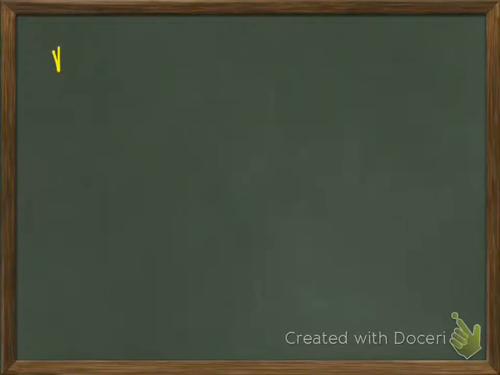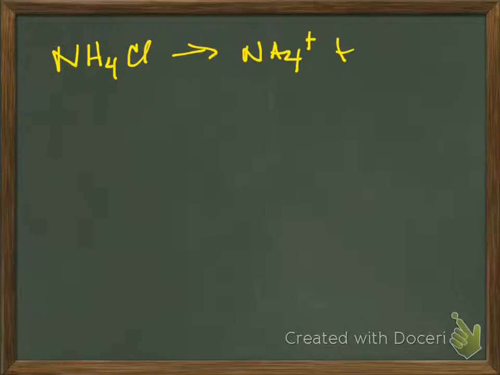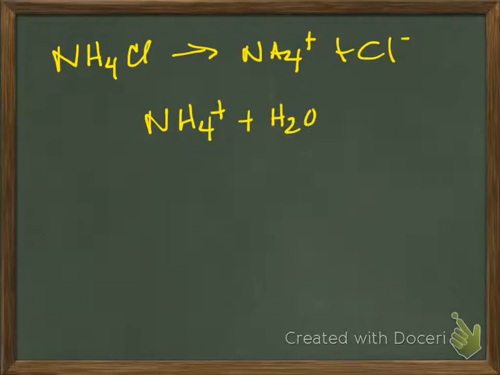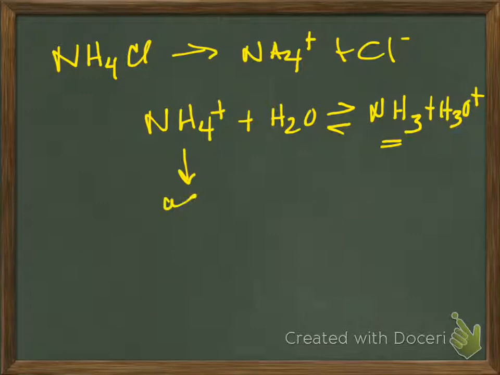Taking a look at another one, NH4Cl goes to make the ammonium ion in solution and the chloride ion. We already know the chloride's not going to do anything, but what about this NH4+? When I put it in water, it's going to form NH3 plus the hydronium ion. That is a weak base. This will set up an equilibrium and will form an acidic solution.